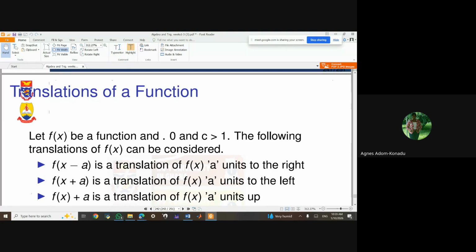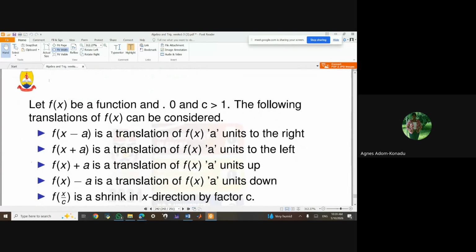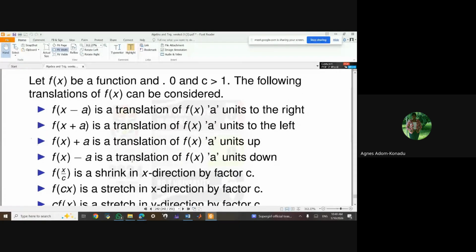Okay, so I want to look at translation of functions. So if I have f of x be a function and my a is greater than 0, then I have the following translations. Anytime I have f of x and then I write f of x minus a, this is a translation of my f of x, a units to the right. If I have f of x, then I write f of x plus a, this is a translation of f of x, a units to the left. So please take note, if it is minus, to the right; positive, to the left.